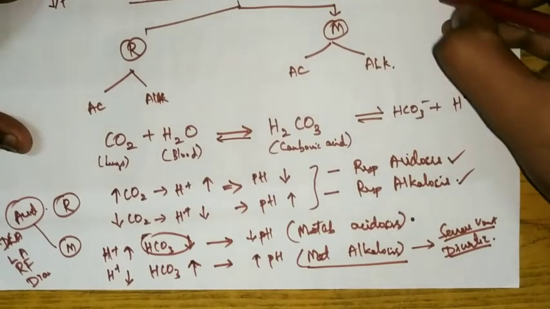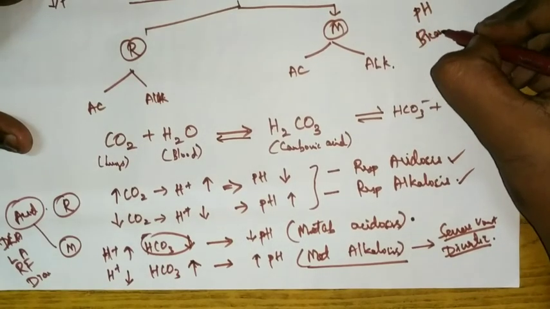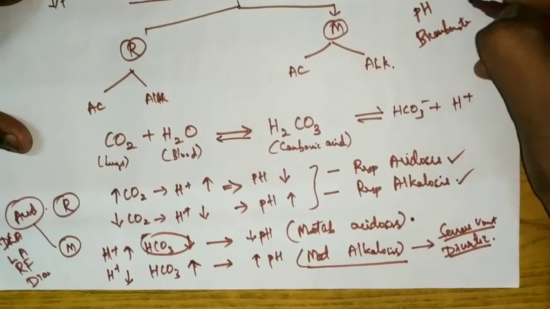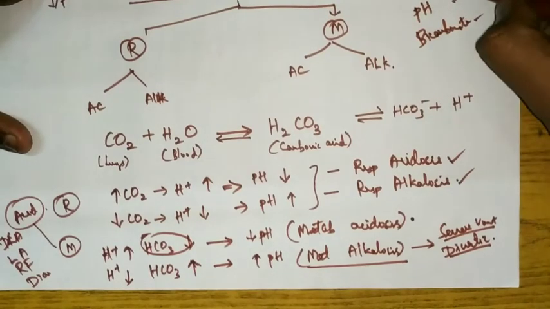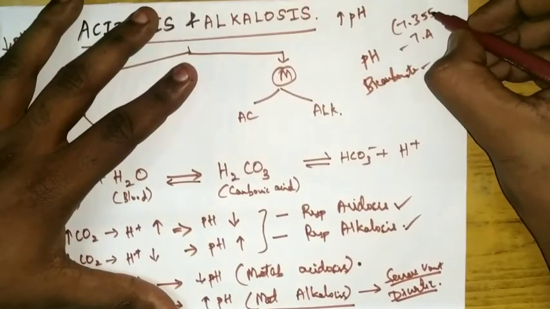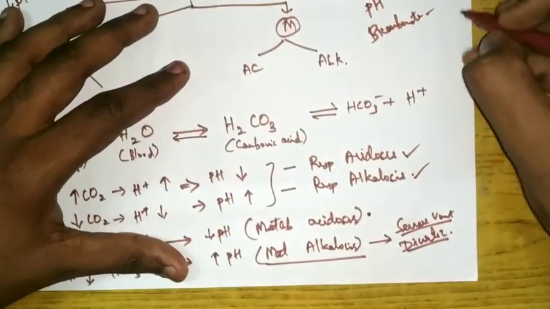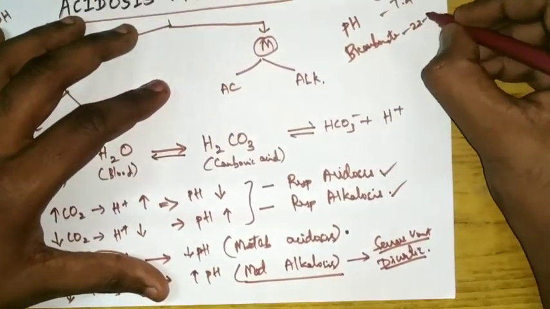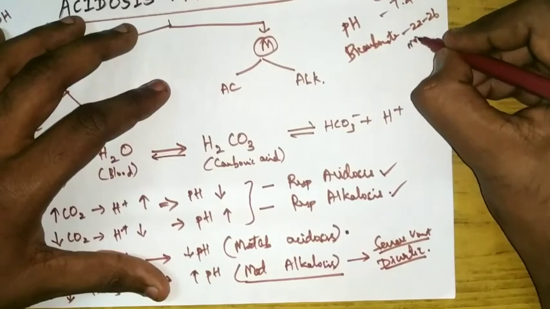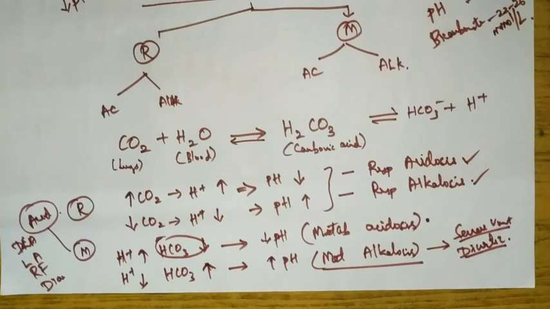Now we know how important is the pH value, how important is the bicarbonate value, etc. Right? So to correlate it clinically, the normal pH should be around 7.4, but to be precise, it is 7.35 to 7.45, and the bicarbonate value is 22 to 26 millimoles per liter. So this is in brief about acidosis and alkalosis.